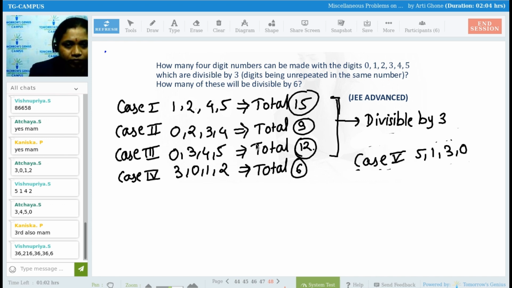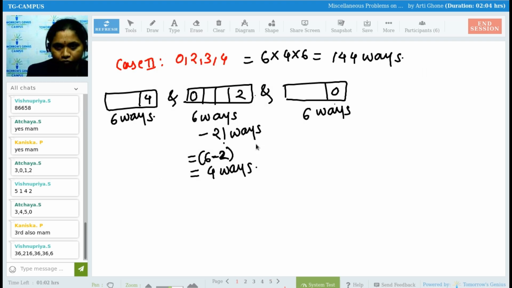Now case 3. Case 3 is again 144. This one is 36, this is 144. Here it is only 0 and 4. So here it is 0 and 4, 6 for 0.